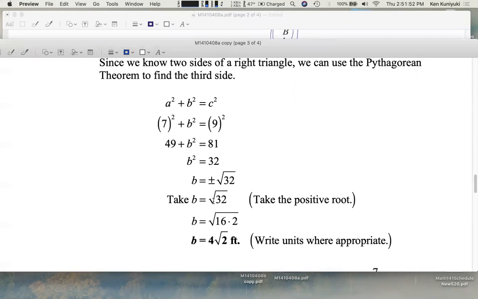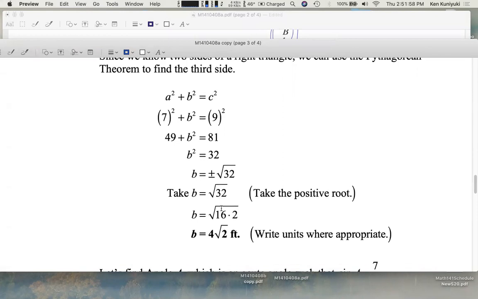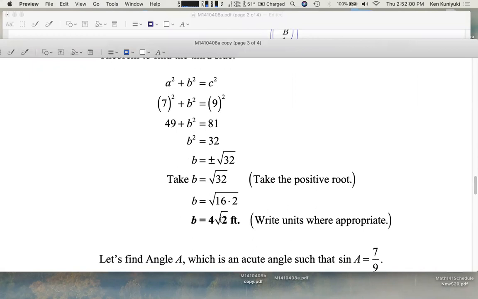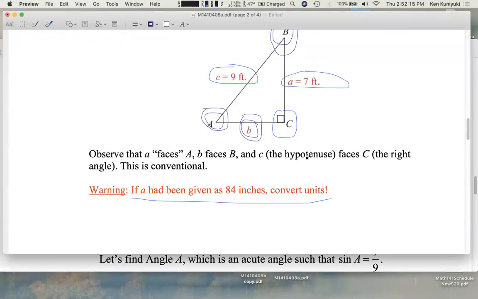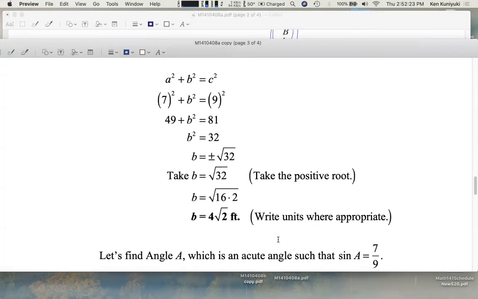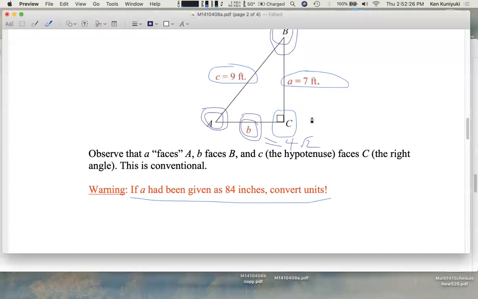Let's simplify that. The largest square that divides 32 nicely, the largest perfect square, is 16, and the 16 pops out as a 4. Root 32 is root 16 times root 2. Root 16 is 4. So b is exactly 4 times the square root of 2 in feet. 4 root 2, by the way, if you approximate this on a calculator, well, root 2 is about 1.4, so I know that this will be about 5.6 feet.